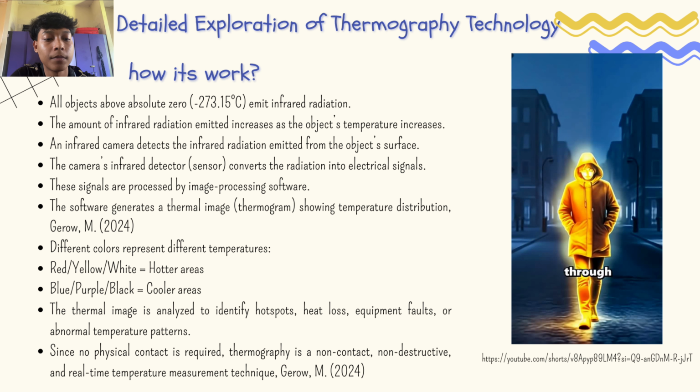In the thermogram, different colors represent different temperatures. Red, yellow, and white usually indicate hotter areas, while blue, purple, and black indicate cooler areas. The thermal image can be analyzed to identify hotspots, heat loss, equipment faults, and abnormal temperature patterns. Because no physical contact is required, thermography is considered a non-contact, non-destructive, and real-time temperature measurement technique.